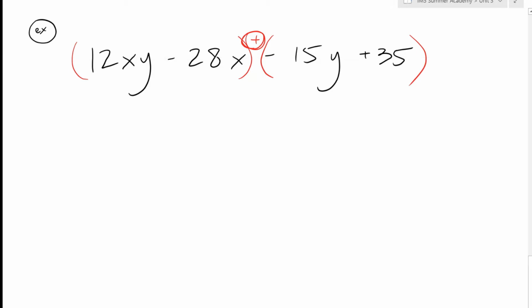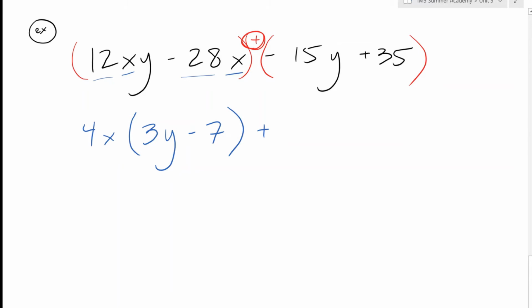GCF the first bit. So 12 and 28 both share a 4. But we also see that they share an x and an x, so I can take an x out. 12 divided by 4 is 3. Took out the x, still have a y. Minus 28 divided by 4 is 7. Took out the x. Plus.